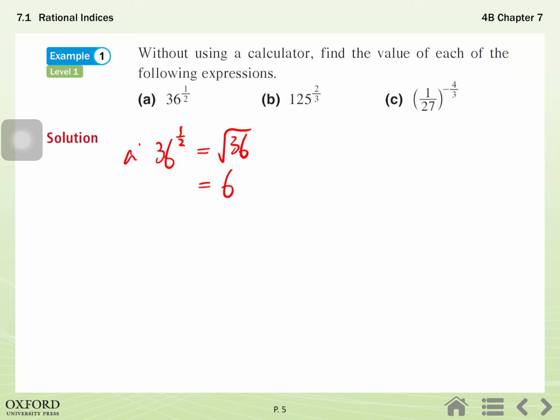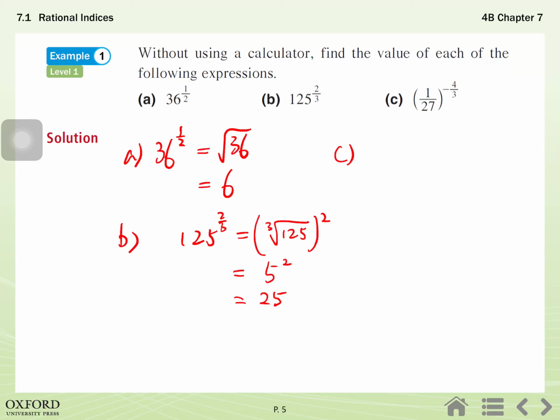And for b, this one, so we can turn this inside first. Consider this one first, which is the cube root of 125, and then outside you have the bracket squared. The inside is 5 and outside is to the power 2, then it is 25.